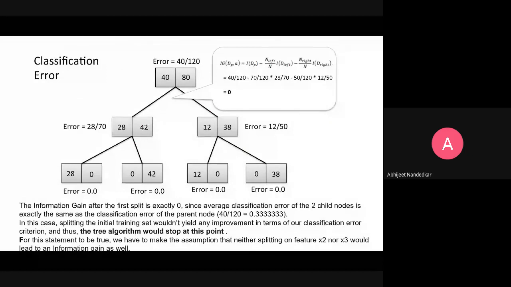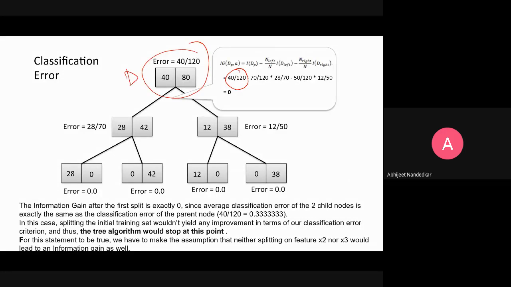Now if I use classification error as my measure of splitting, see what happens. Initially, what is the error? When you have a mixture of 40 plus 80, that is 120 samples, what is the majority? The majority is 80, so your decision is always the class of 80. So 40 is your error in doing so. Since you are declaring everything as the class of 80, these 40 will be misclassified. So the misclassification error is equal to 40 by 120. This is the error at the top.